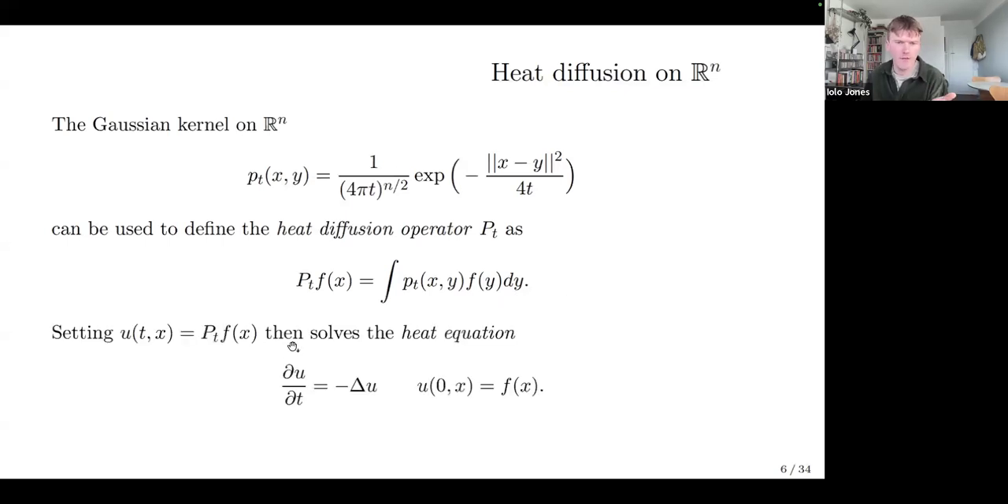And we can formalize this via the heat equation, which I'm sure you're all very familiar with, where you start with an initial condition f, and then you flow it forwards in time. And the solution to that is given by this operator PT. So when I say operator, it's a linear operator on the function space. So f is a function, and that maps to PT of f, and that's a linear map.